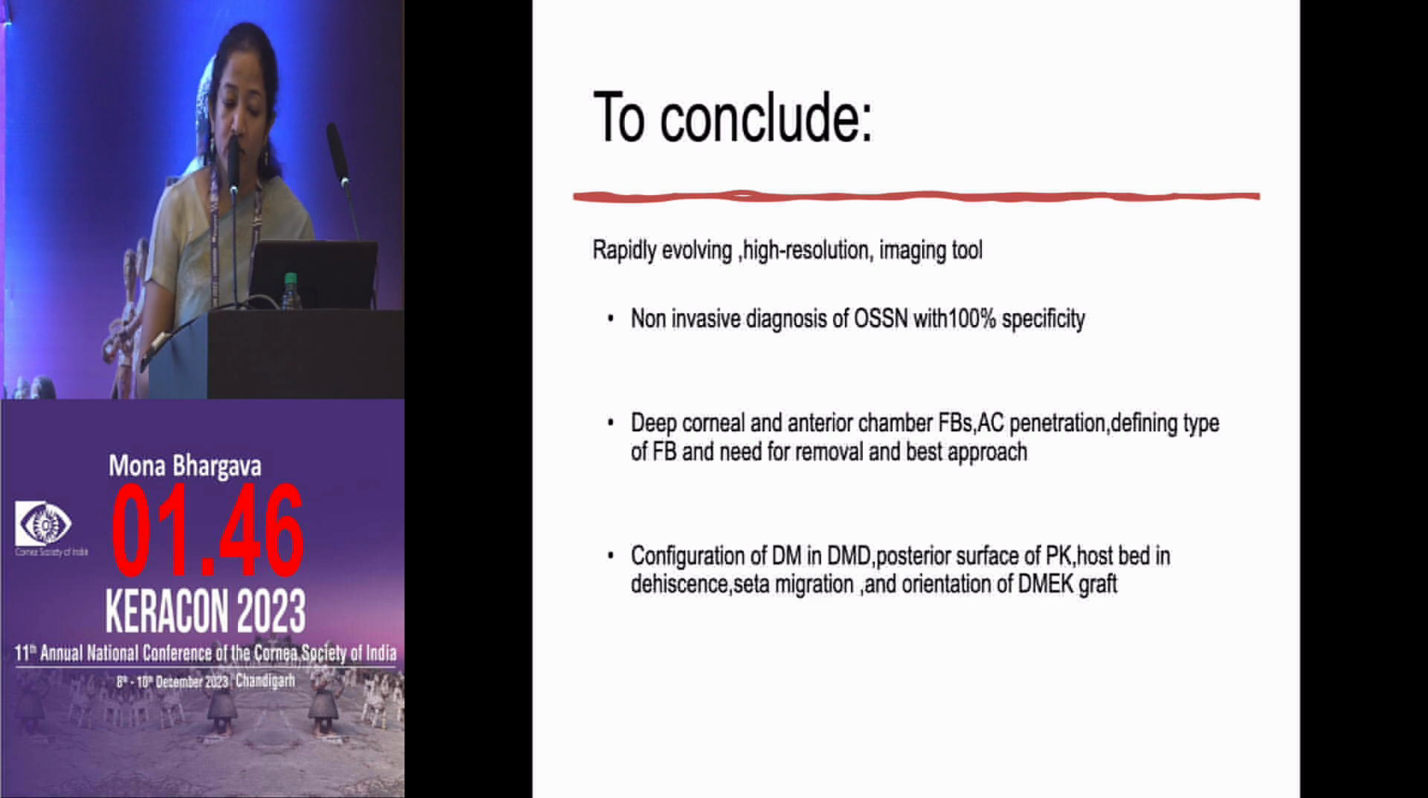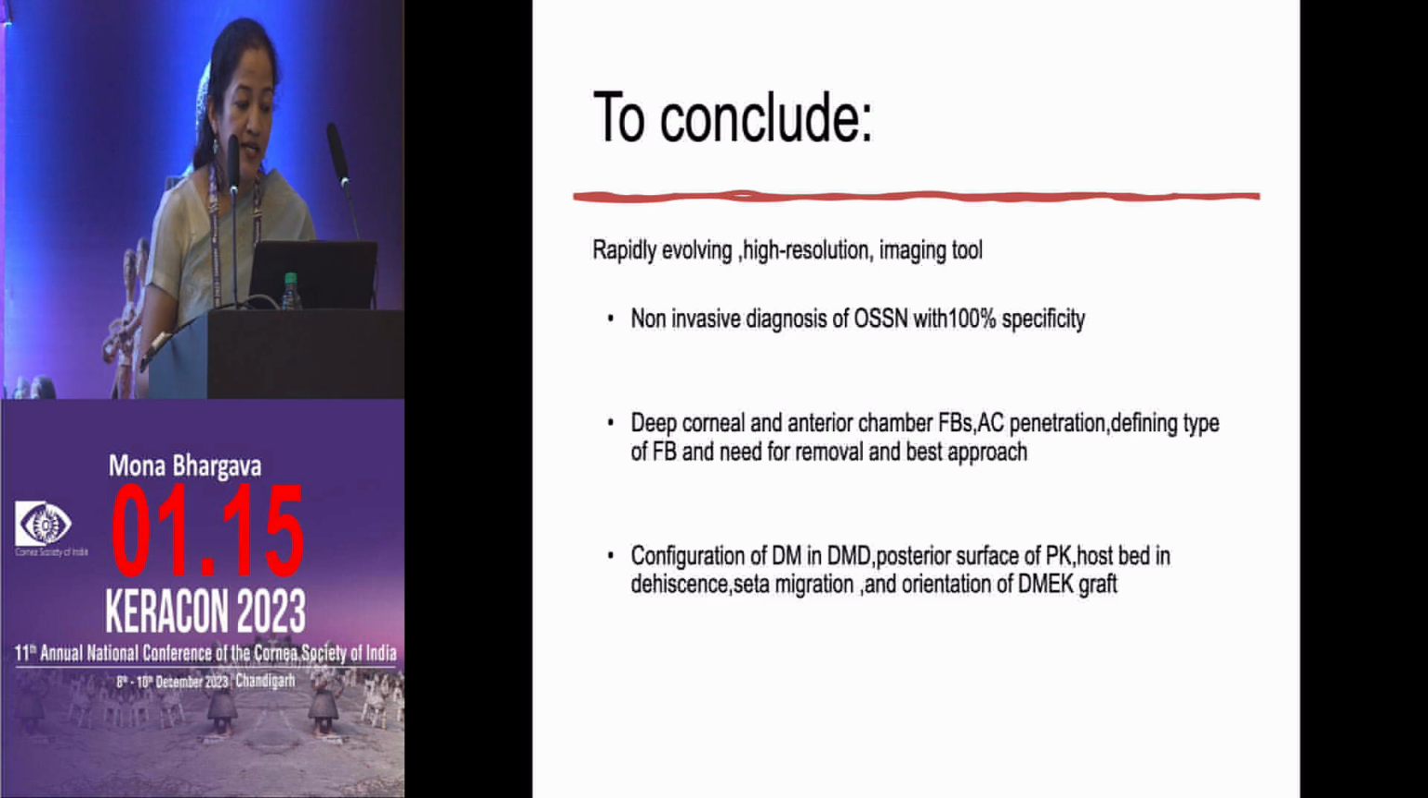So to conclude, ASOCT is a rapidly evolving imaging modality which provides good illustration of the extent and location-wise involvement of different layers of the cornea as we move from epithelium to endothelium. It helps us in providing non-invasive diagnosis of OSSN with 100% specificity and differentiating it from pterygium. It plays an important role for treatment initiation, monitoring the response to treatment, preventing premature termination and recurrences.